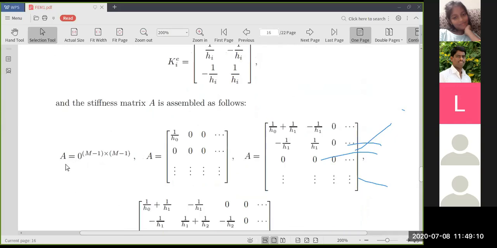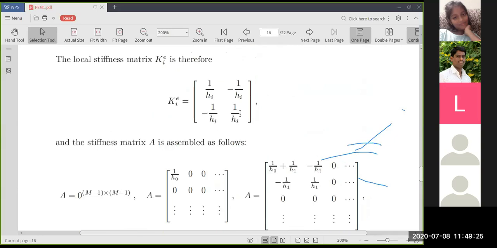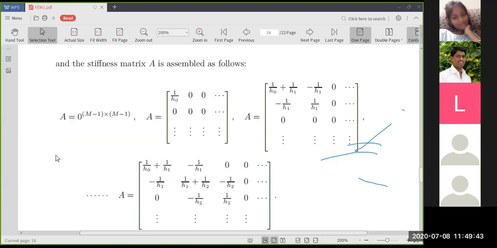Once we are done with this local matrix, finally how we assemble. Consider the matrix A, which is an m minus 1 by m minus 1 matrix. All the entries are 0. Now I take the first entry, 1 by h0. I place it in the first position. Then I know I have this 2 by 2 portion. Where do I add this? This 1 by hi you have to add with this guy, 1 by h0. This is i equal to 1, so this 1 by h1 will be added here. The second entry will be minus 1 by h1. This is minus 1 by h1 plus 1 by h1. For the next entry, again, which location do we have to add? Already this is 1 by h0 plus 1 by h1, minus 1 by h1.